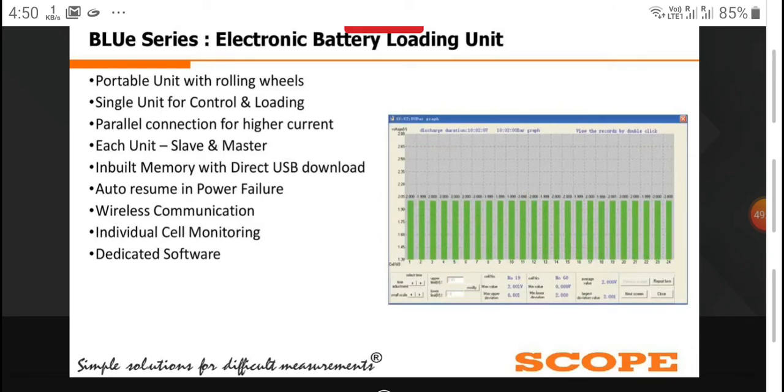We also have dedicated software. With the help of this software, if you have a laptop or PC, you can see this histogram mode to check the condition of each cell. In this picture particularly, you can see all are green. Green means the cells are healthy. If the cell is not healthy, the color will be red. So this histogram facility is available in our instrument. It will check the individual health of each and every cell.